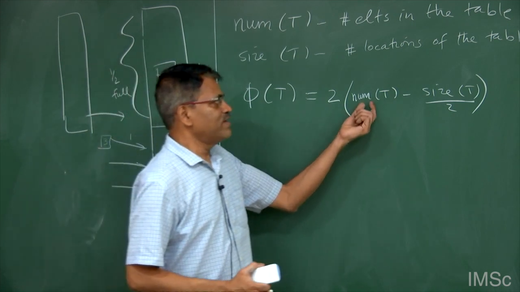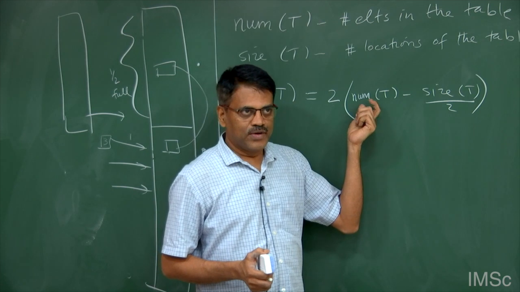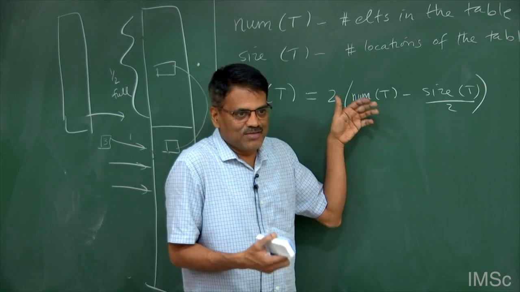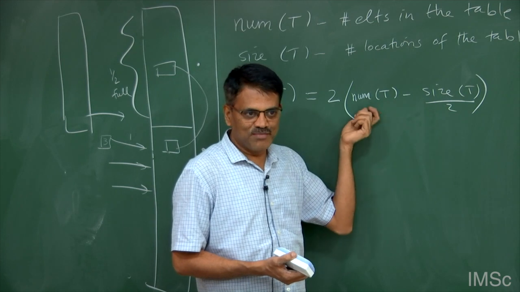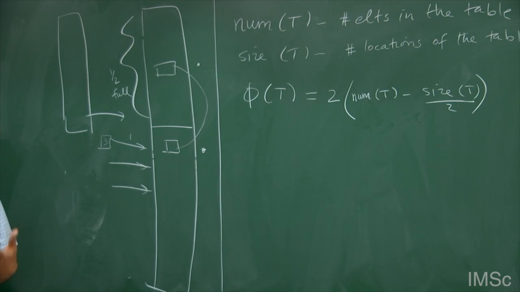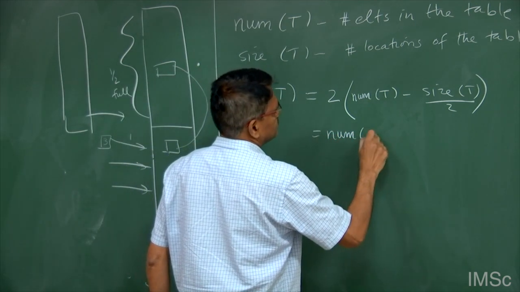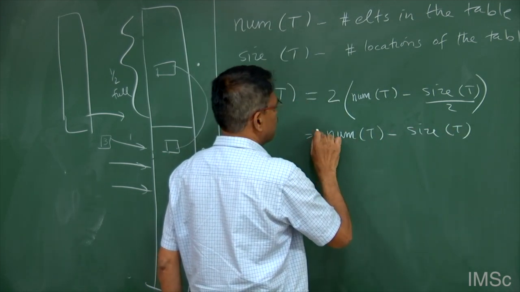Num T is the number of elements in the table, but I want to subtract half the table size. This is the extra elements which are sitting there beyond half the table size. Num T minus size T by 2 is the extra elements beyond half of the table sitting there, because they all brought 3 units, 1 to pay for them and 2 credits up. So this is exactly 2 times the number of elements in the table beyond half.